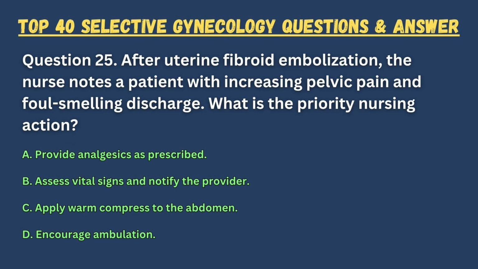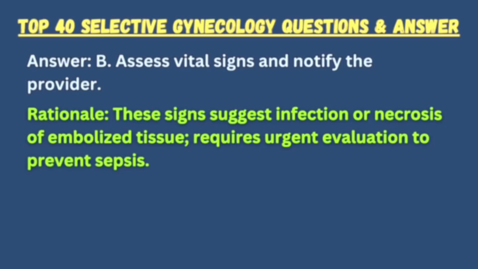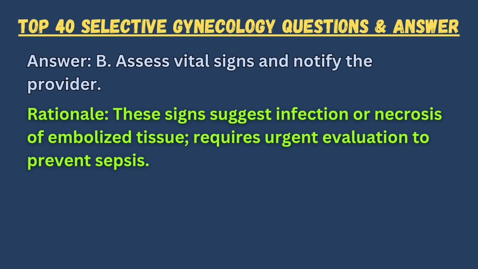Question 25. After uterine fibroid embolization, the nurse notes a patient with increasing pelvic pain and foul-smelling discharge. What is the priority nursing action? A. Provide analgesics as prescribed. B. Assess vital signs and notify the provider. C. Apply warm compress to the abdomen. D. Encourage ambulation. Answer: B. Assess vital signs and notify the provider. Rationale: these signs suggest infection or necrosis of embolized tissue. Requires urgent evaluation to prevent sepsis.